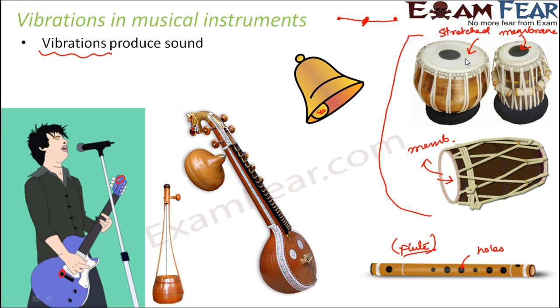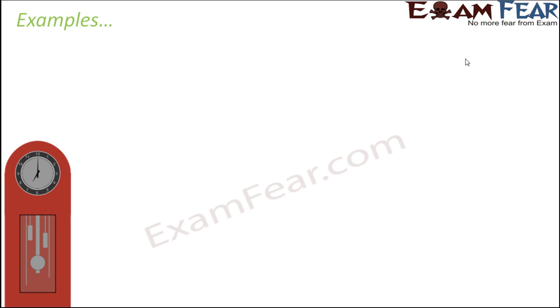Now let us try to relate this concept of vibrations producing sound with some of the examples which we see around us. So some of such examples are the clock. Generally the wall clock which we have in our houses. So have you ever noticed the sound produced by the pendulum of the clock? So you will always have the ticking sound of the clock. And where does it come from? It comes from the vibration which is happening inside. So that is one example.